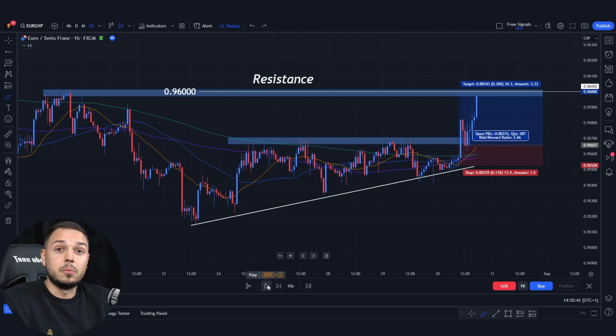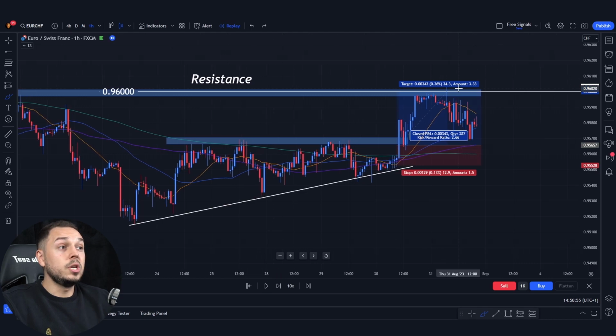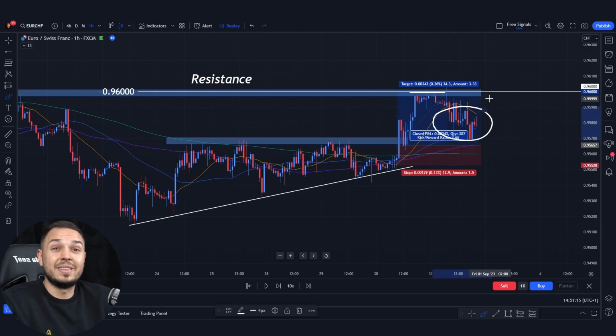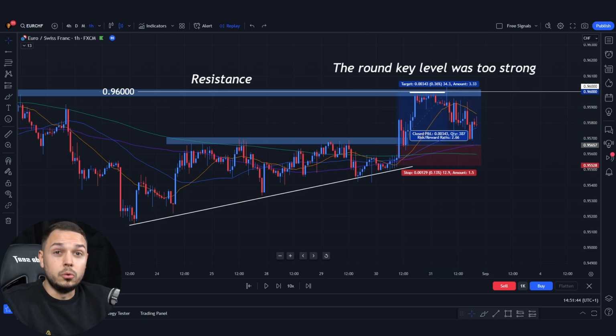So let's just see what actually happened. So it continues moving up, reaches our take profit level just barely by a small wick, and we can actually see how important the 96000 level was. Straight away, a lot of sellers came through the market, and even though we had the moving averages and the trend with us, it did not matter. The round key level was too strong.